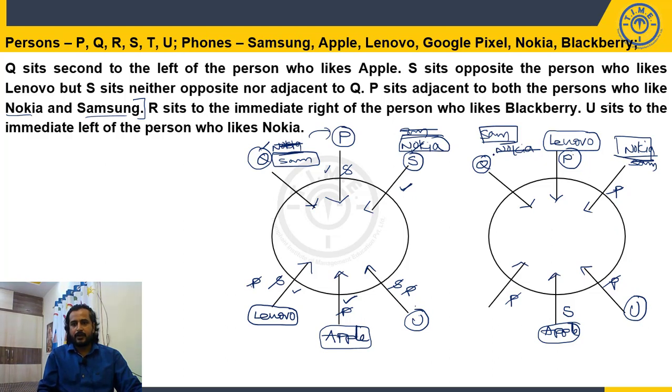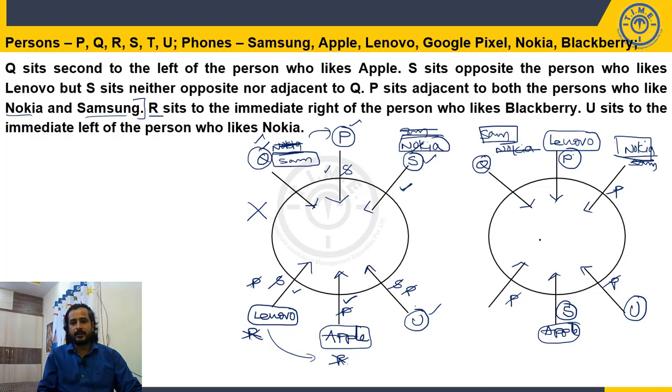Okay. Now look at here. P, Q, S, U. Four persons are fixed. Now I have to take the R and T. But we have the information regarding the R. R sits immediate right of BlackBerry. Now in this case, where can I take R? So R may be here. If it is the R, immediate right of Lenovo, but should be immediate right of BlackBerry. Not possible. If it is the R, the only possibility is immediate right of Samsung, but it should be immediate right of BlackBerry. So it is not possible. So this case is completely ruled out.